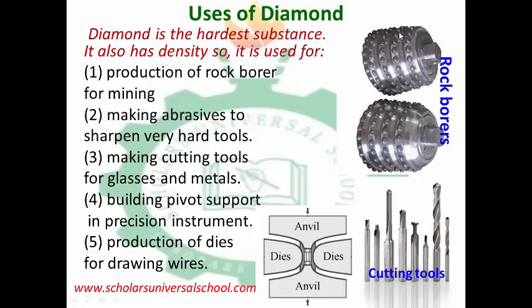When you look at the rock borers here, these are examples of rock borers. All the tips that you see here are actually made of diamond because of their hardness. It is these tips that will break rocks when drilling. We also have it in the production of dies, which are always used in drawing wires. Then we have it in the production of cutting tools, which we use to cut through metal. So it is used in making tools for cutting glass and metals.